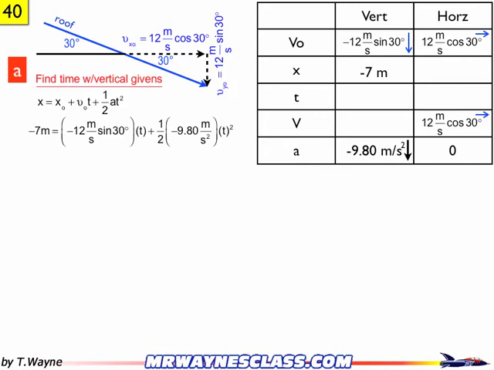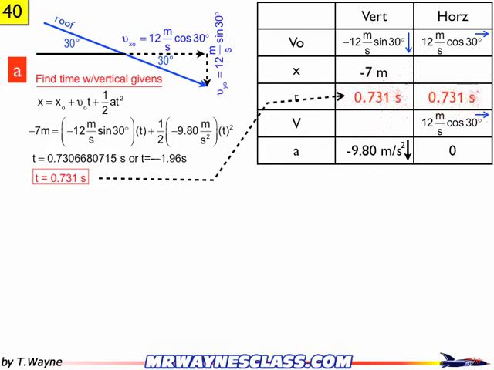And what I'm going to do is use the quadratic formula in order to solve this quadratic equation. And when I do that, I get two answers. I get t at 0.730, or t is equal to negative 1.96. Time can't be negative, so it's got to be the positive 0.731 seconds. And I'm going to put that in my table over here for time in both the vertical and horizontal. Time's the only variable that we have so far that's a scalar, so it goes in both columns.